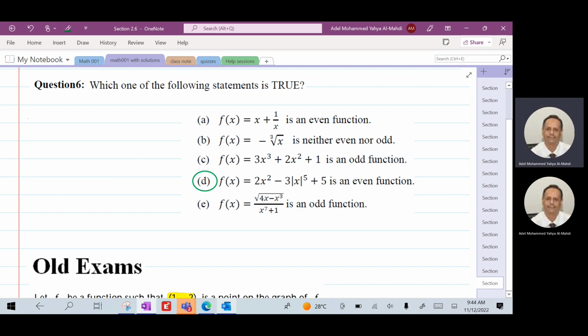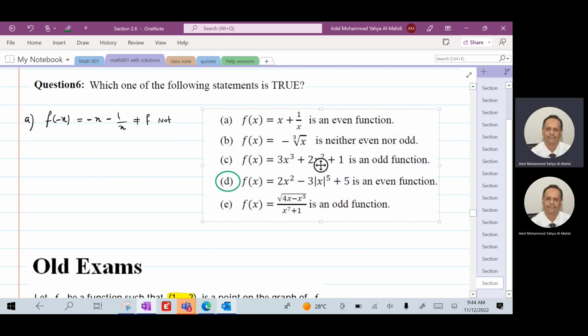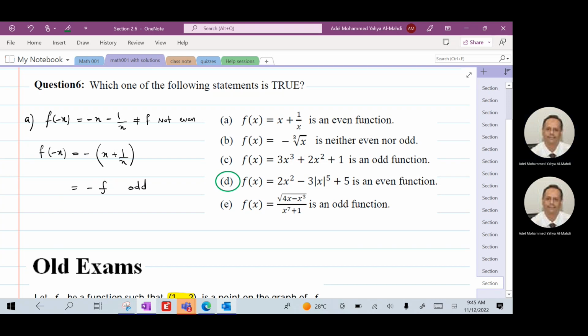Let me show you A, why A is not true. So f at minus x is minus x minus 1 over x, which is not the same as f. So it means not even. Now we will try to take minus common. If you take minus common, it is going to be x plus 1 over x, and this one is minus f. So it is odd. So A is odd.